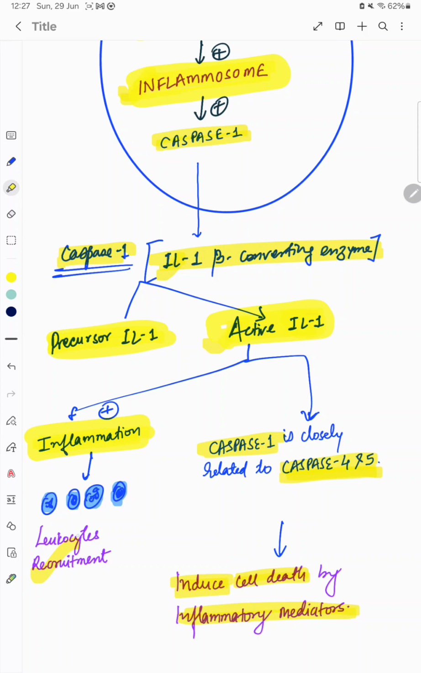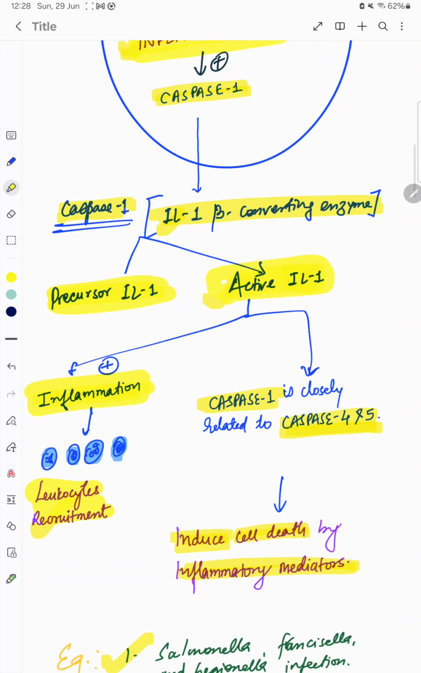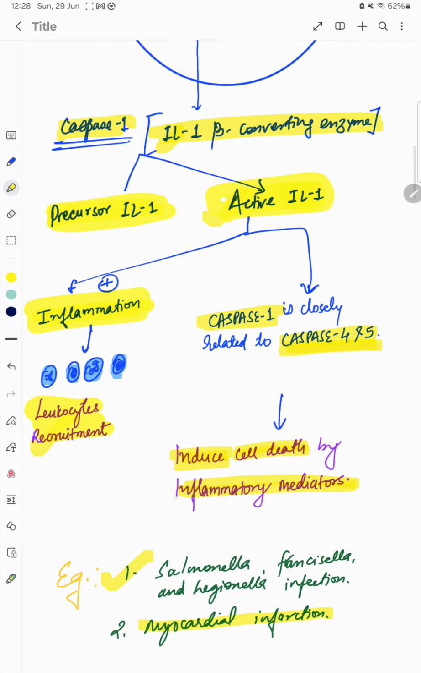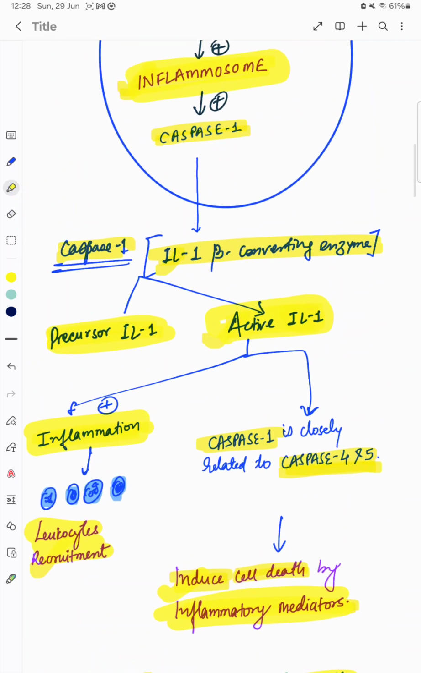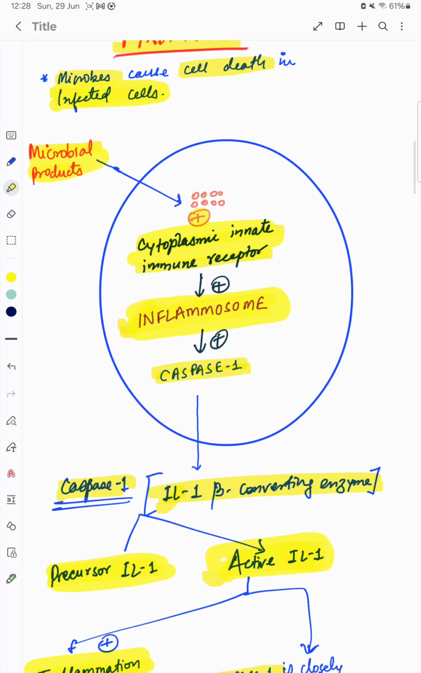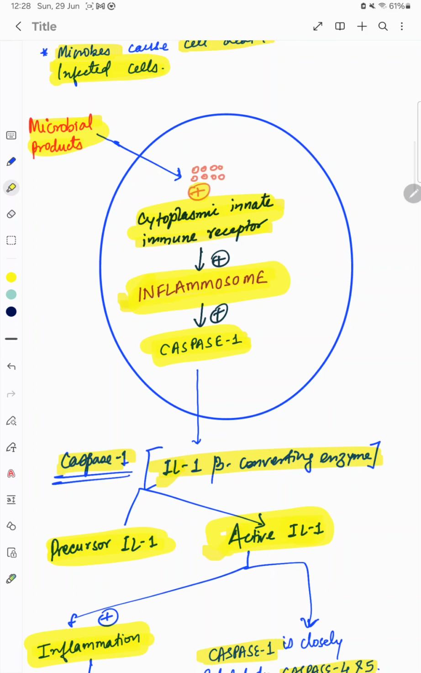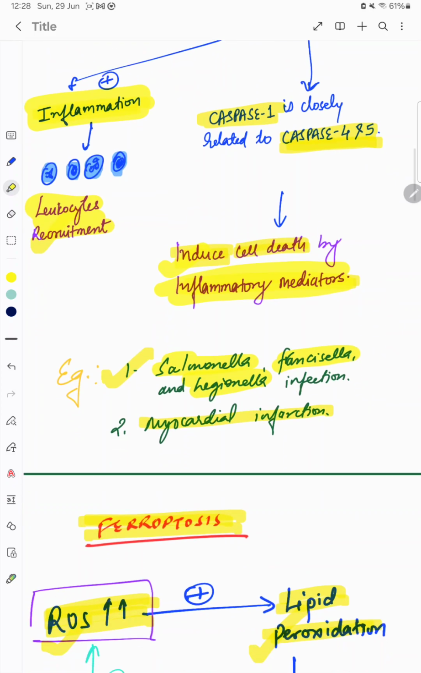By inducing inflammation, they recruit the leukocytes, and on the other hand, caspase-1 is closely related to caspase-4 and 5 and induces cell death by the inflammatory mediators. Pyroptosis is seen in infection with Salmonella, Francisella and Legionella. This is also seen in myocardial infarction. So this is pyroptosis. Caspase-1 and inflammasome along with interleukin 1 have a central role in pyroptosis.